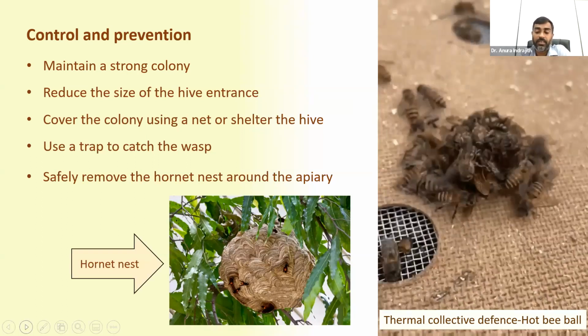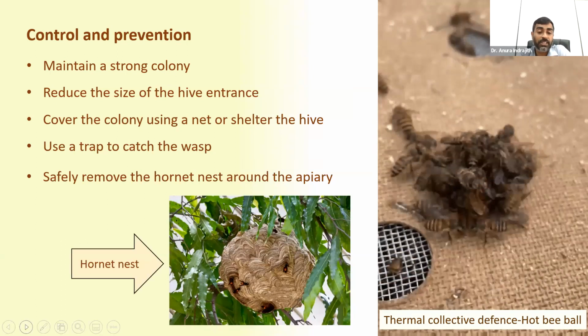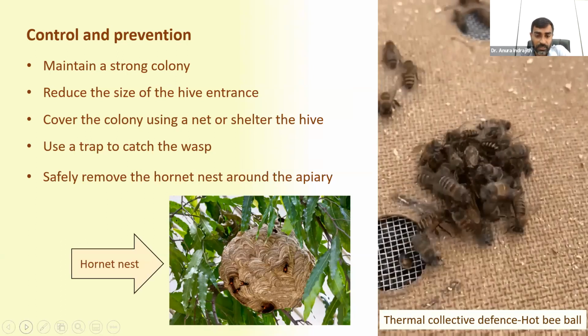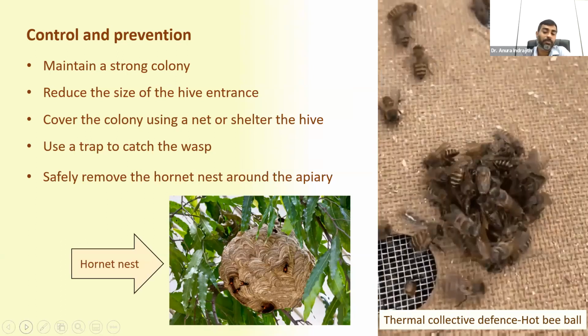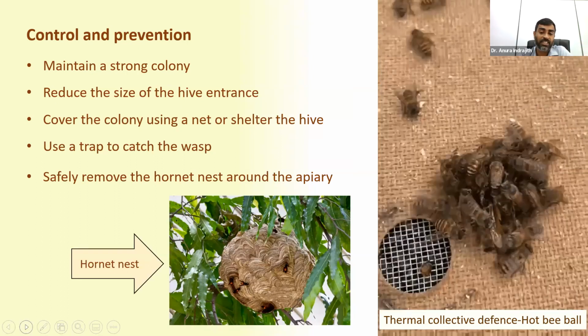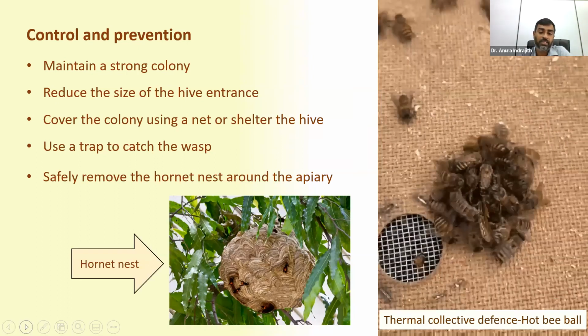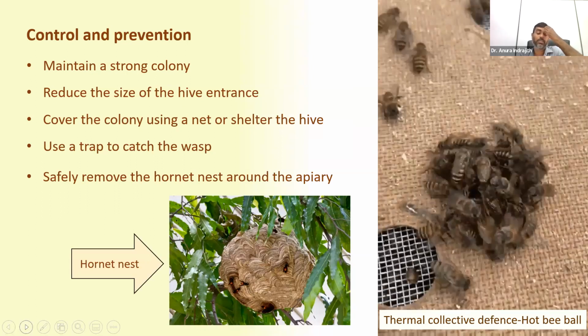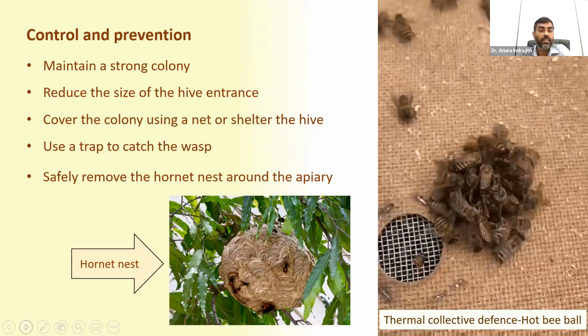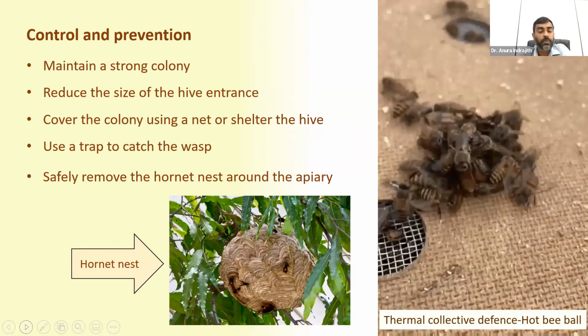Anyway, one way or the other, you have to remove this nest if it is very close to your apiary. This is not that common. You will see this incidence only if the colony is very strong. Only the strongest colonies can do that. Otherwise, most of the time they will fail. Okay, that is the story about the hornet.